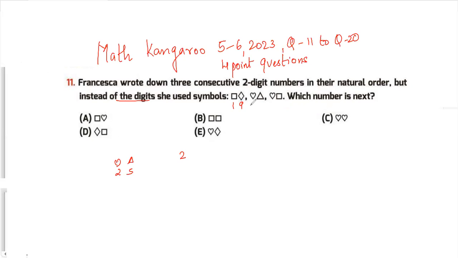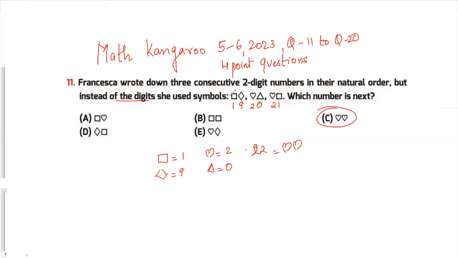So suppose this is 19, this becomes 20, and this becomes 21. Now the numbers that should be the same, like for the heart, let's just erase this. So what are we saying? The square is equal to 1, the diamond is equal to 9, the heart is equal to 2, the triangle is equal to 0. And again, as we said, the heart is 2 and the square is 1. So this is matching. So what will be my next number? 22. So 22 will be 2 hearts. So my answer will be option C. Let's move on to the next question.